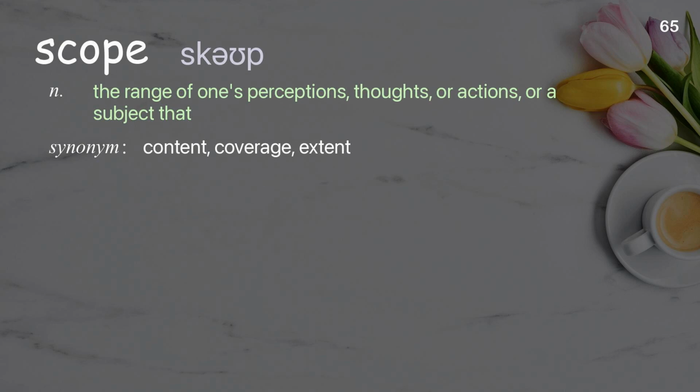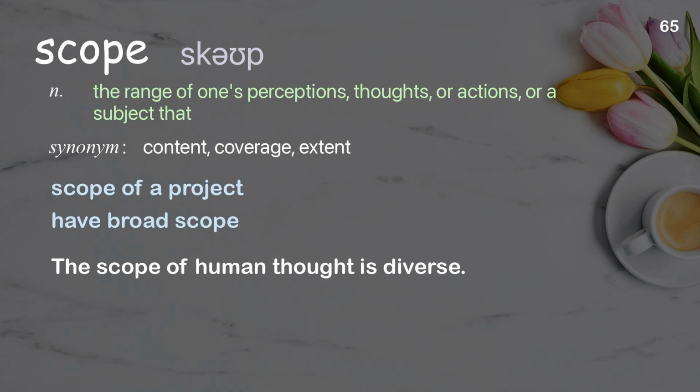Scope. The range of one's perceptions, thoughts, or actions, or a subject. Examples: Scope of a project. Have broad scope. The scope of human thought is diverse.